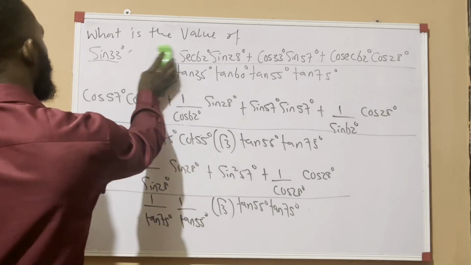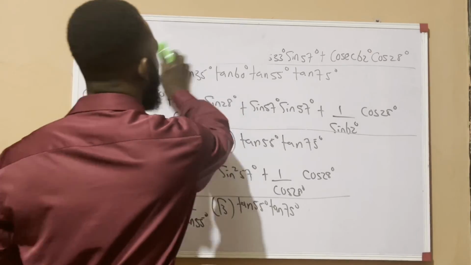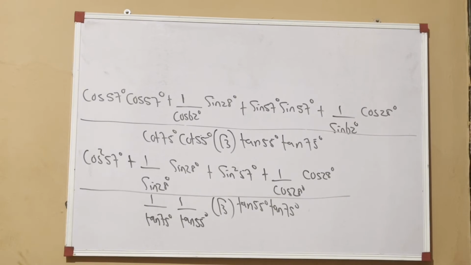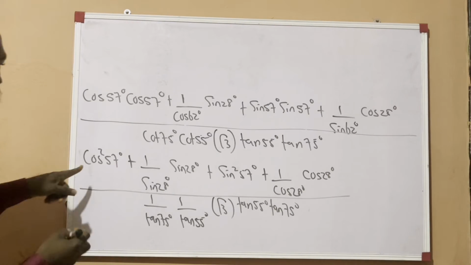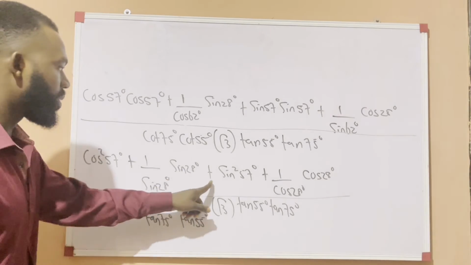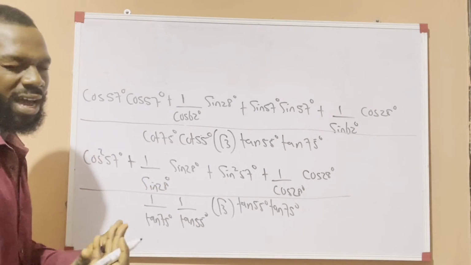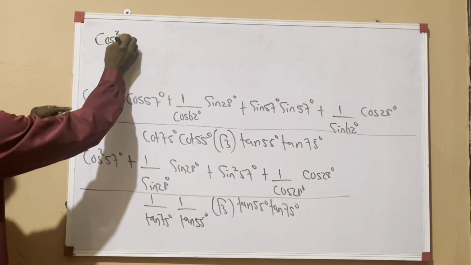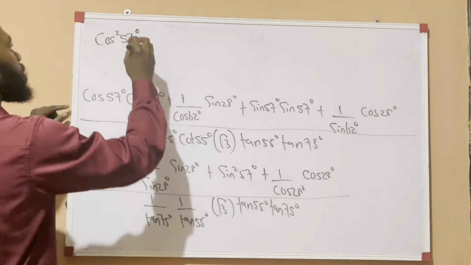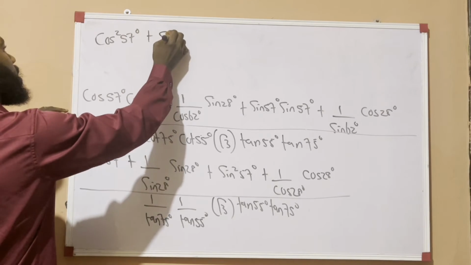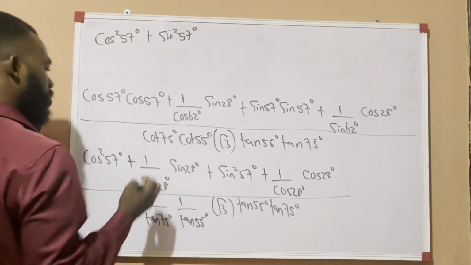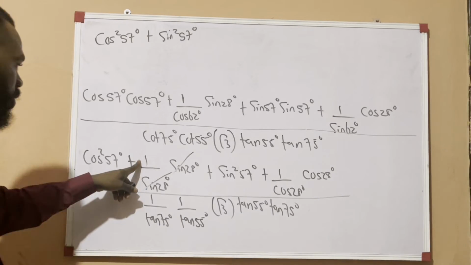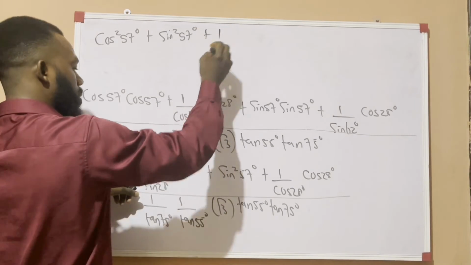Here becomes, now we have cos square 57 degree and sine square 57 degree. Let's bring them together because they have squares. So here becomes cos square 57 degree plus sine square 57 degree. Now sine 28 degrees will cancel out sine 28 degrees. What do I have left? Plus 1.